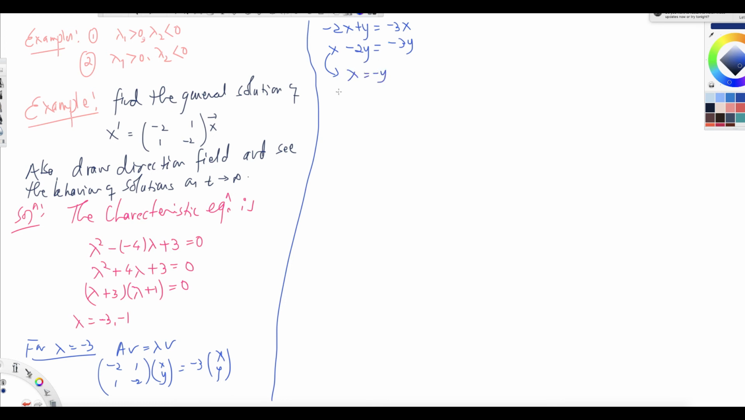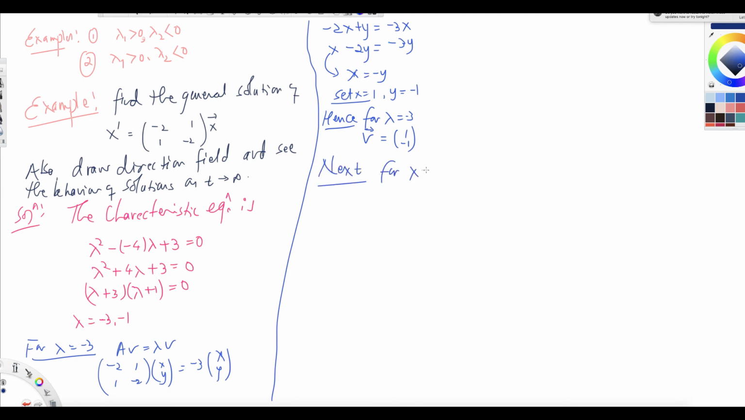So if we set x equals 1, then you get y equals negative 1. Or you can say y equals 1, x is negative 1. It's the same thing. Hence for lambda equals negative 3, the eigenvector v is equal to (1, negative 1). Okay, guys.